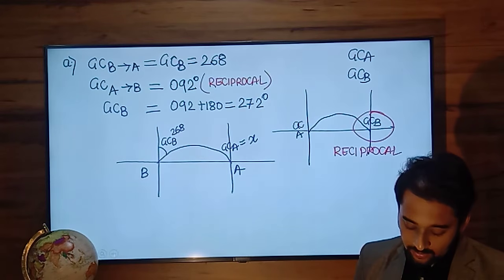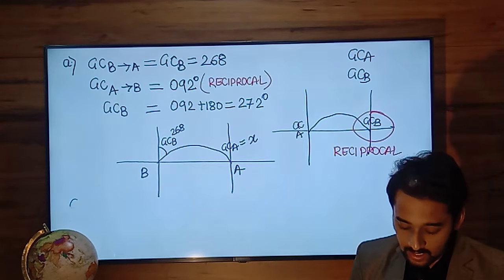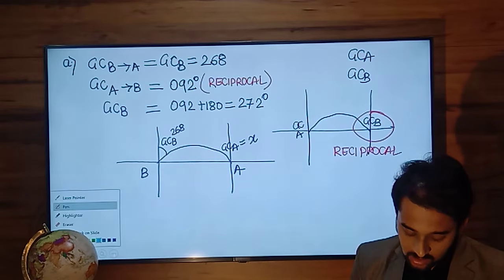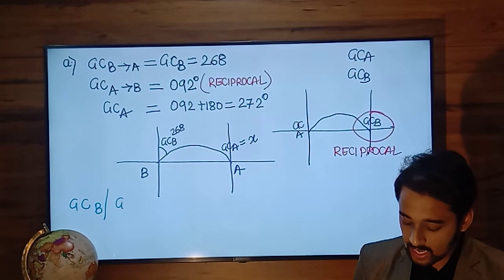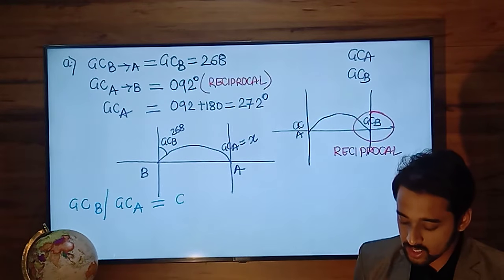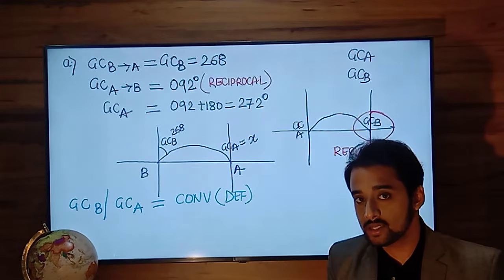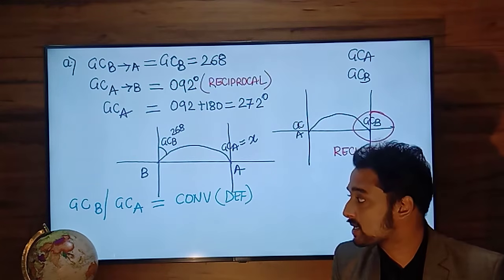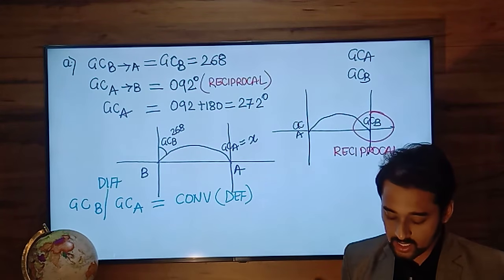Now I have told you that the difference between great circle at B, this is great circle at A. Now the difference between great circle at B and great circle at A is your convergency by definition. It can be either the angle between two meridians or it can be the difference between two great circle tracks. So at B and A, the difference is your convergency.